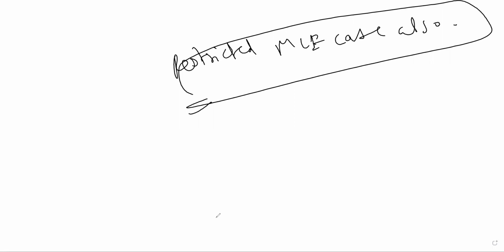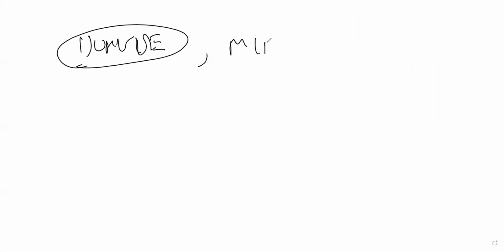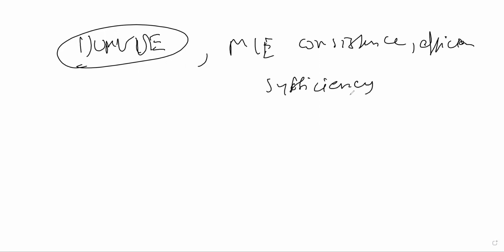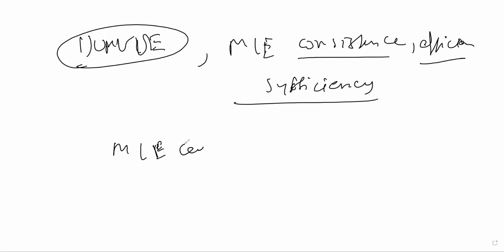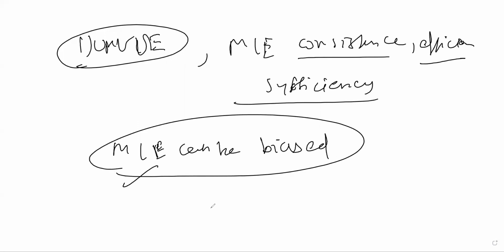Now, why did I teach MLE? It is helpful in finding UMVUE. MLE has properties like consistency, efficiency, sufficiency. MLE can be biased, but except for unbiasedness, MLE follows every other property. So that's why I have got this MLE to discuss.